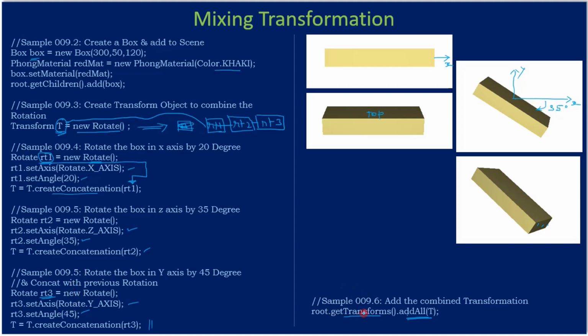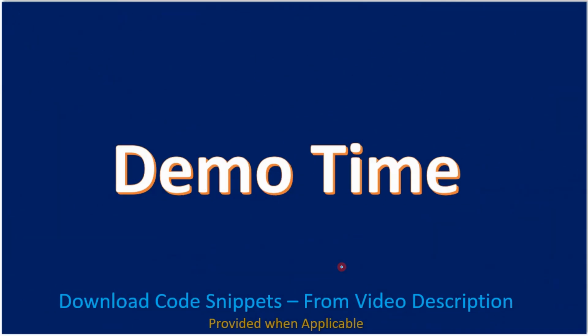So it will perform this transformation to the entire scene, and since our scene contains only the box, it will get rotated by this transformation concatenation. Now let's go to the demo and implement this code change.